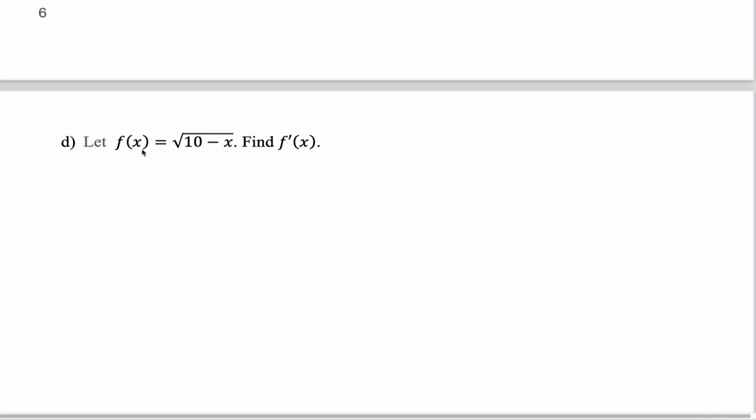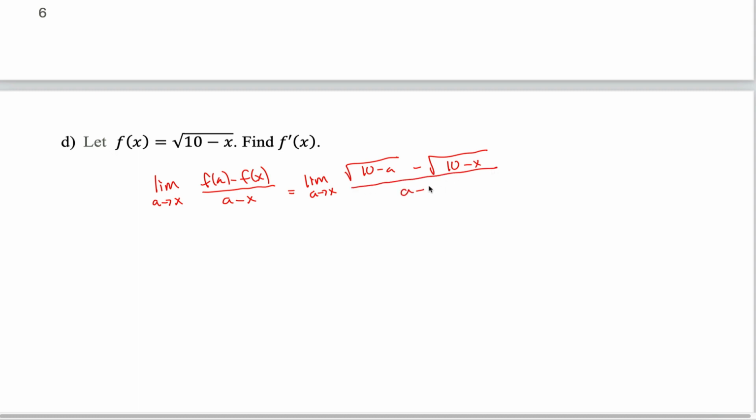Our radical function, f of x equals the square root of 10 minus x. Suppose we want f prime of x. Maybe this time I'll use the definition of the derivative just to mix it up a little bit. It's the limit as a, our other point if you want, approaches x, the point that our tangent line is going to be at, of f of a minus f of x divided by a minus x. Change in the y's over the change in the x's. f of x is the square root of 10 minus x, so f of a is the square root of 10 minus a. From that, I want to subtract f of x, which again is the square root of 10 minus x, and then I divide that entire thing by a minus x.